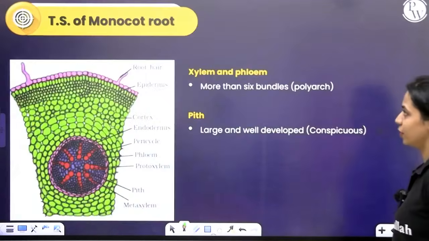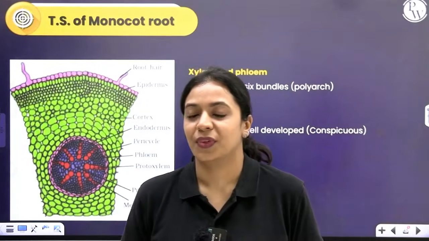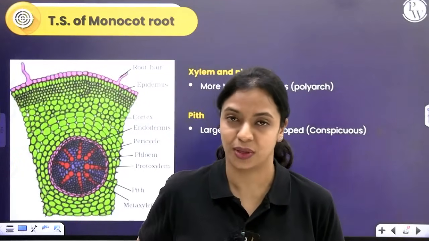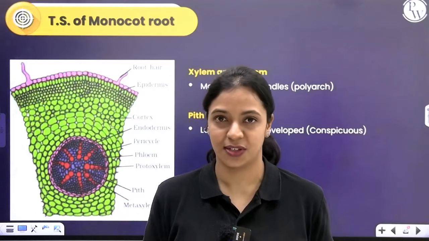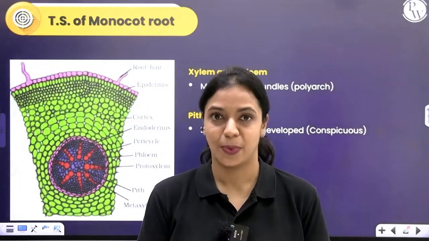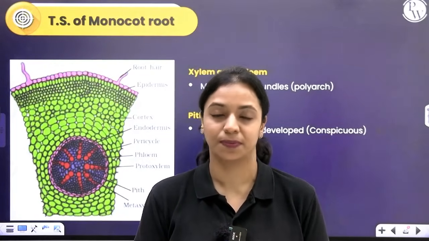Now let's talk about monocot root. There's not much difference. Of course, there are no lateral branches that arise from the pericycle, and there is no secondary growth. Apart from that, epiblema, cortex, endodermis, pericycle are pretty much the same. There are two differences here. One difference is with respect to the number of vascular bundles. The second difference is with respect to the size of the pith.